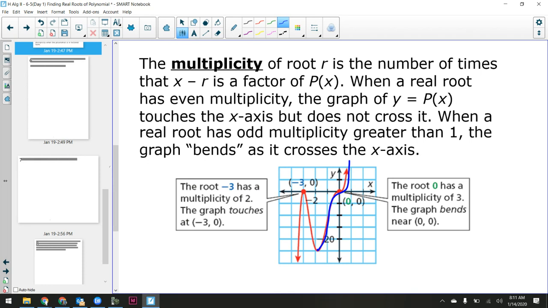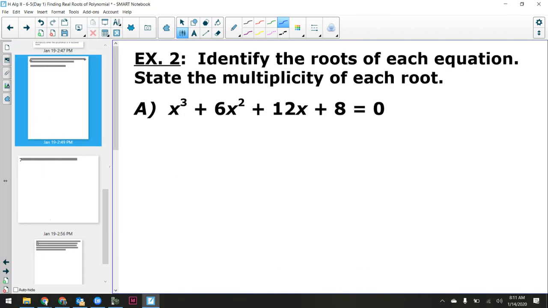Does anybody still need this slide here? Okay. Let's try this problem. Don't worry. On day 2 of these notes, I finish this. So it may look like, man, we got 2 more slides to do and we only got 10 minutes. Don't worry. Day 2, I just finish whatever I need to finish from today's notes. Identify the roots of the equation, state the multiplicity of the roots.